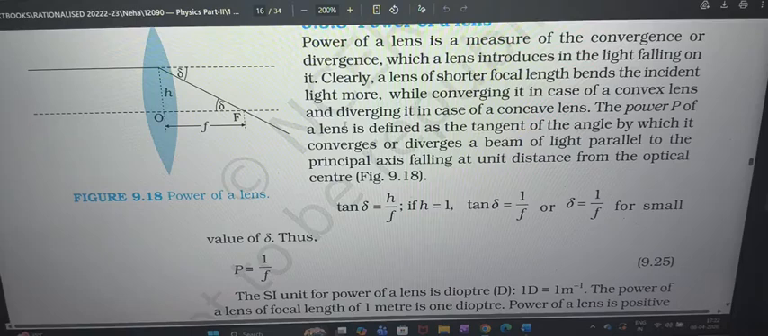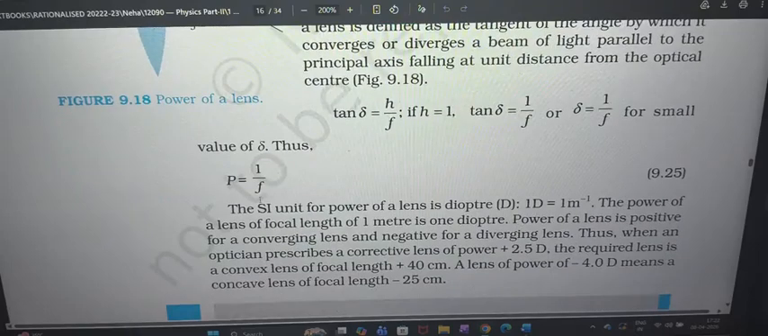That's what they're saying, right? Because if we are considering power P, it is basically the tangent, meaning taking tan of the angle by which it is converging or diverging, meaning how much deviation is there, of a light ray parallel to the principal axis which is falling at a unit distance from the optical center. The optical center is O. So this is the unit distance at which the light is falling, so we will consider it as 1. So tan del is 1 by f. And for smaller angles, you need not write tan, because tan del will be equal to del. So you can write it so, and this is nothing but power. That's what we are defining. So power will be 1 by f.